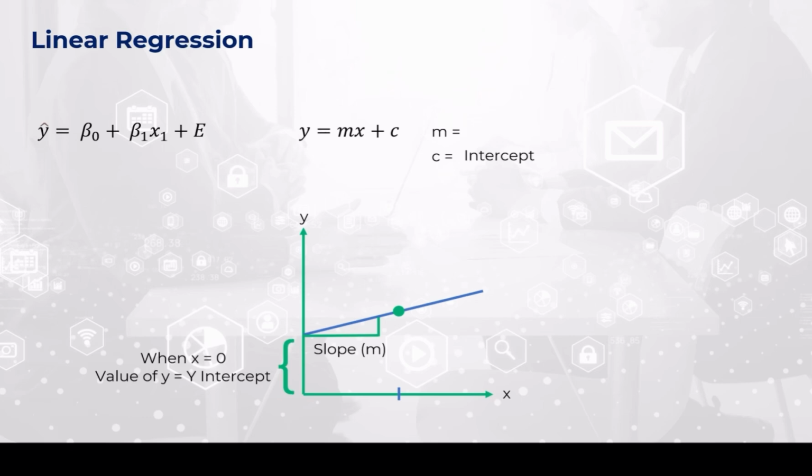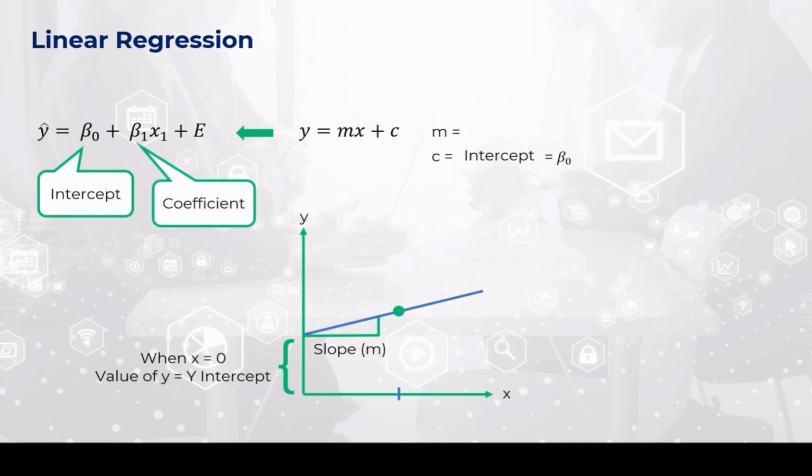Now, if you compare this y equal to mx plus c equation with the equation of linear regression, you'll find that beta naught is nothing but your y-intercept, also called the intercept in machine learning language. Beta 1 is nothing but your slope, which is called the coefficient in machine learning language. Together, when you have the values of beta naught and beta 1, you will have a working equation where you can feed in the value of x and the value of y can be decided.